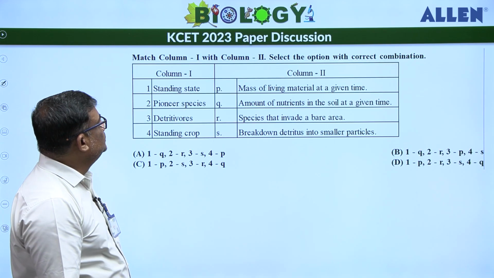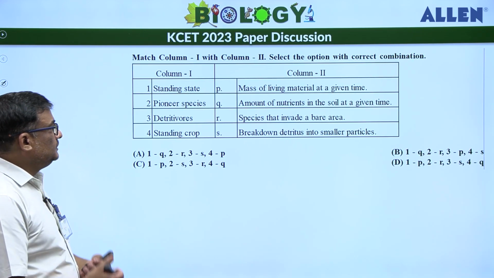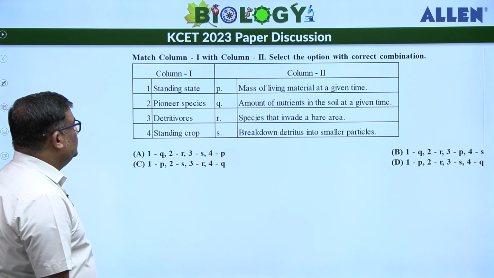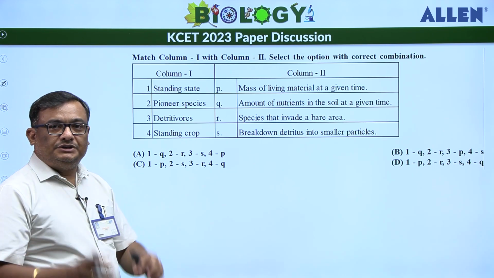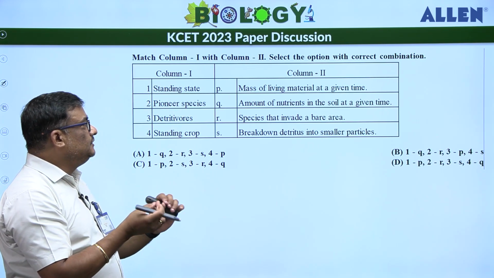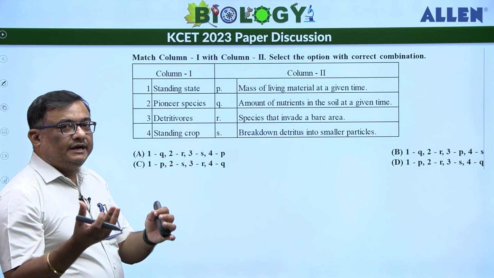Simple questions. So next question. Now look at this question. Match the following. The question is very easy, not at all difficult. So try to match whatever information you have. Rather than standing state or standing crop, let us match the first very simple two, so that we may get an answer.